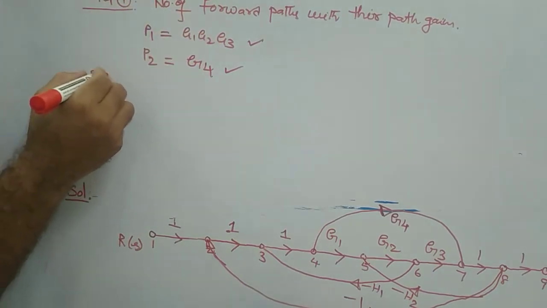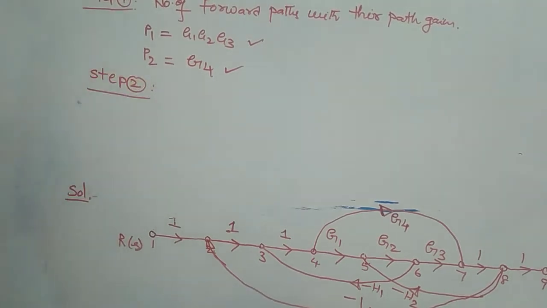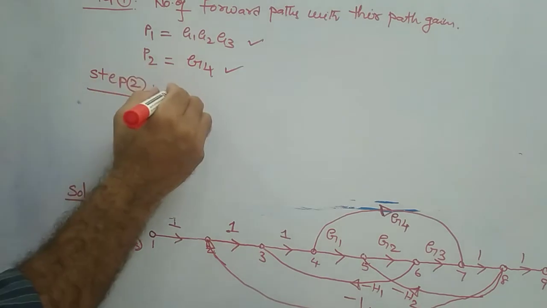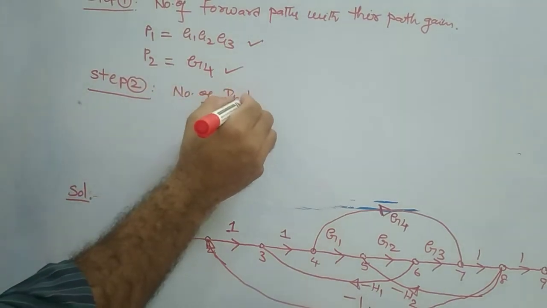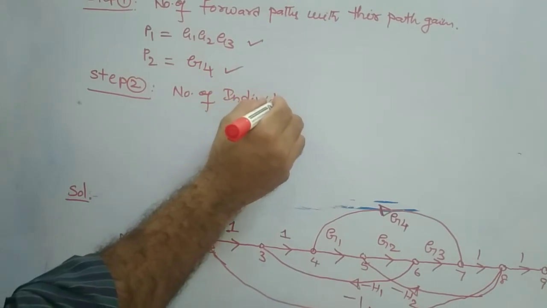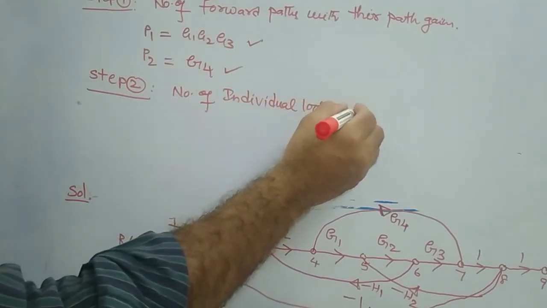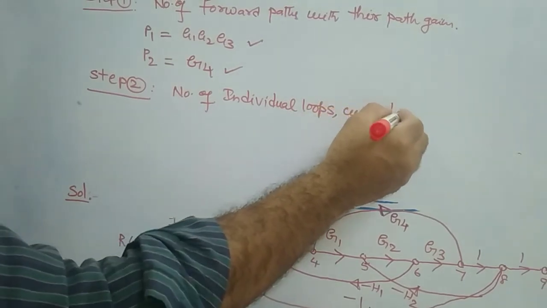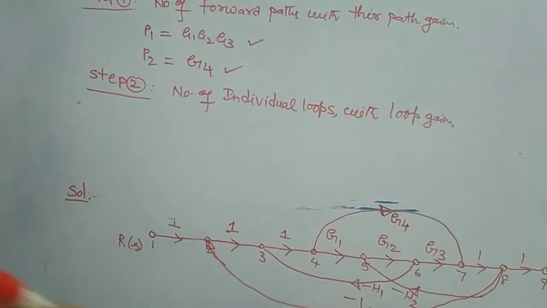Next, come to step number 2. What is step number 2? Number of individual loops with loop gains. Nothing but L1, L2, L3 like that. Is there any loops? Yes, definitely.